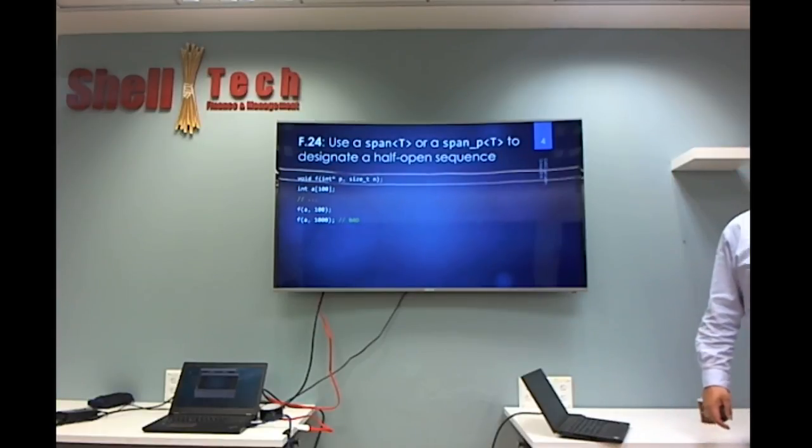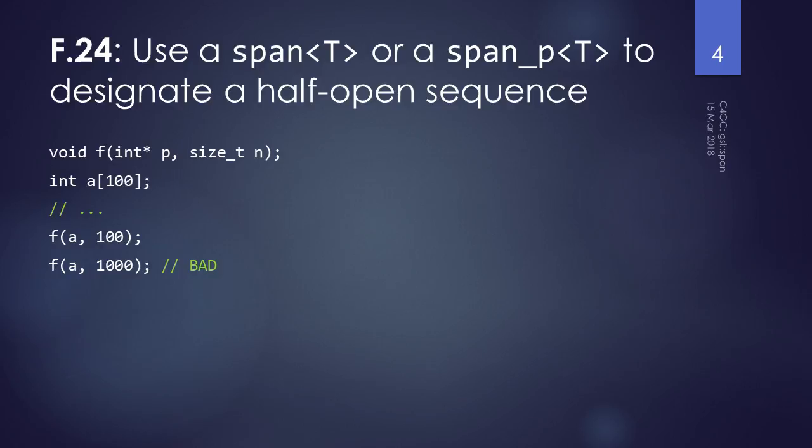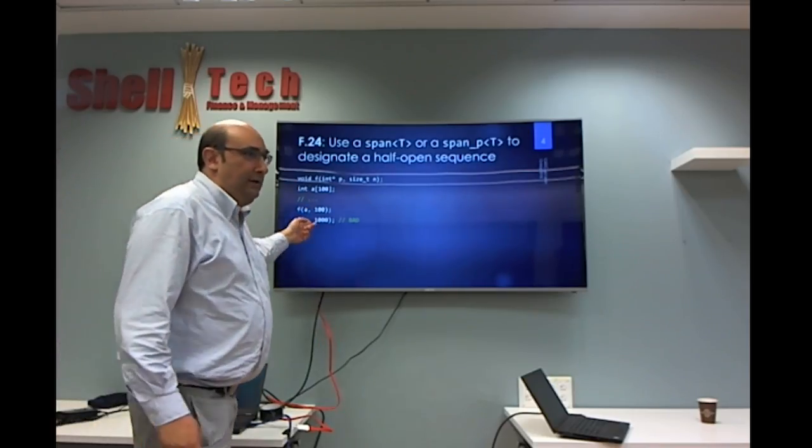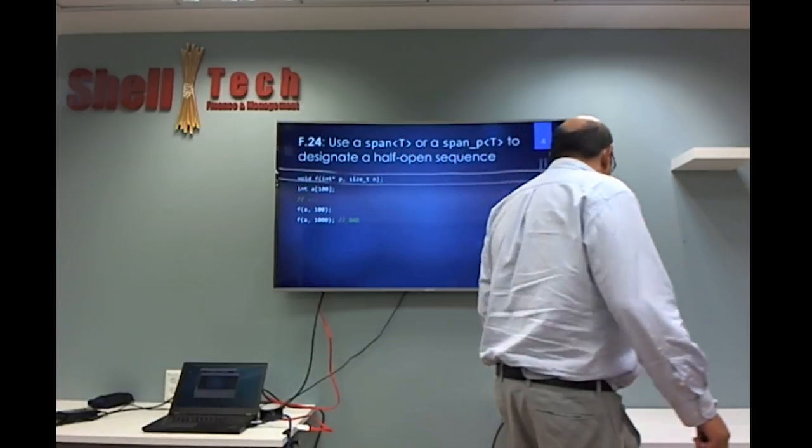So we have guideline F.24: use span<T> or span_p<T> to designate a half-open sequence, which is exactly what we see here. We have a function which gets a pointer and a size, and a plain array of a certain size. Don't use a plain array unless you have a very good reason. Later on there is a valid call with a good size and an invalid call with a bad size.